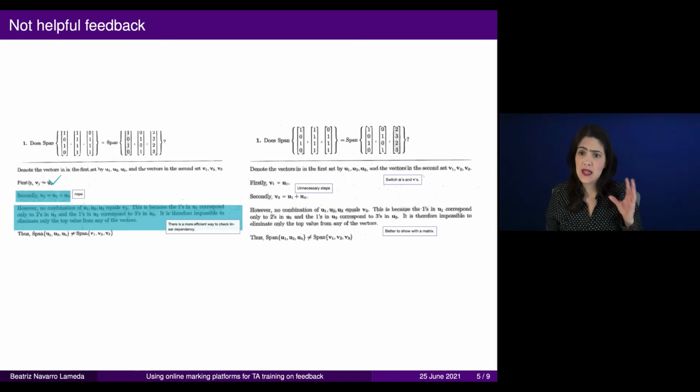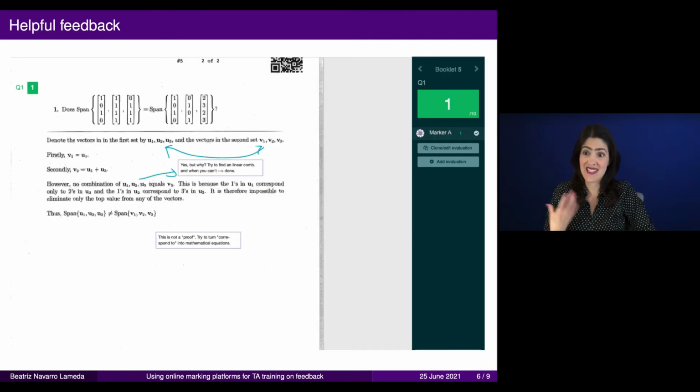And then in this other feedback on the right, it says "better to show with a matrix." If a student sees that, they will be very confused. Where is the matrix coming from here? We know that they're referring to first build a system of equations and then go to matrices, but the student doesn't know that, and this will be extremely confusing. So here we are not giving students an idea of their explanation is wrong and how to fix it, which is a problem.